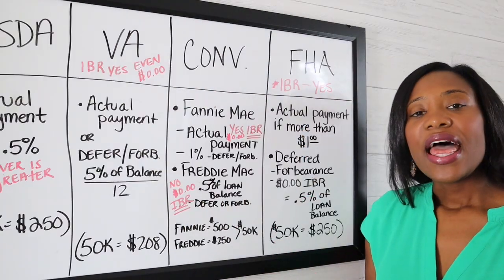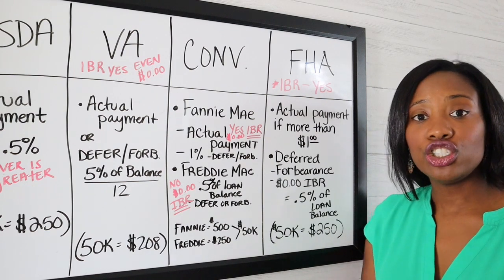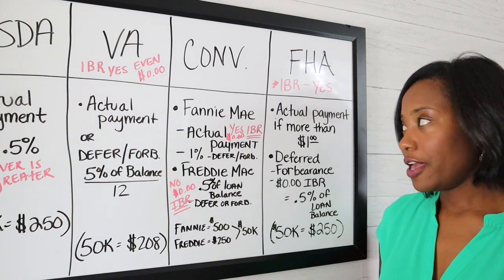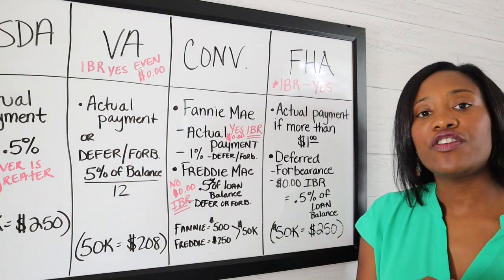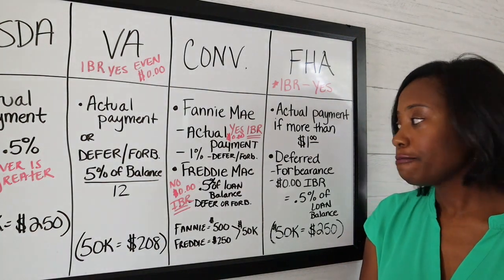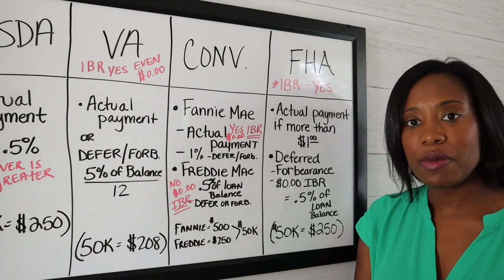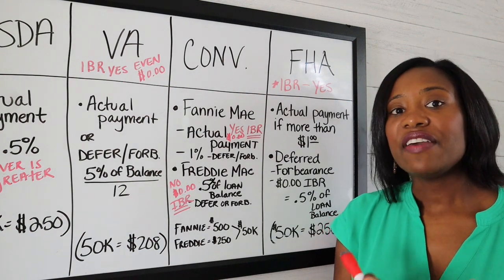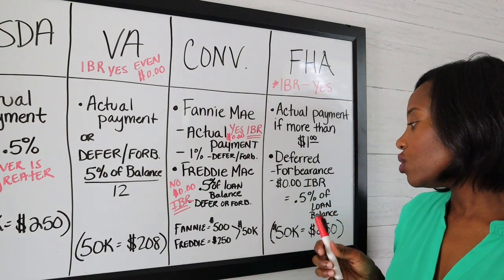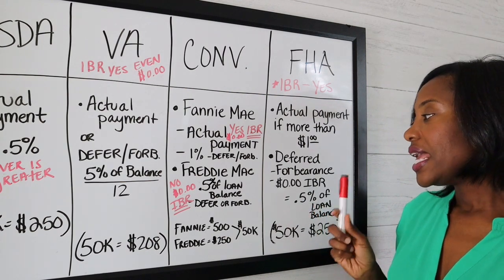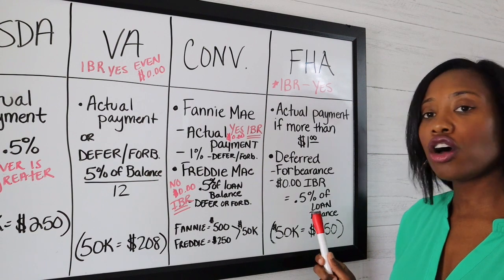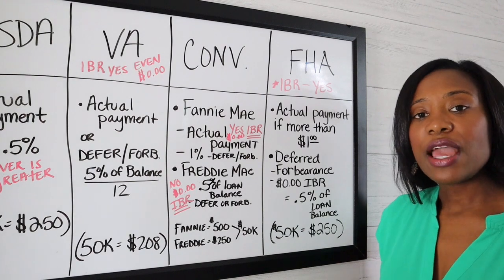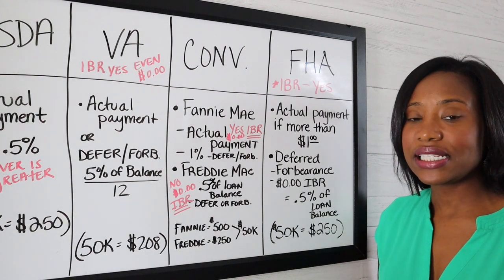Now for FHA. FHA had a significant change in June 2021. They now look at your actual payment. So they'll look at your actual payment even if you're on your income-based repayment plan. However, if your income-based repayment plan is not more than $1, so it has to be $1 or more in order for them to count it. If it's anything less than $1, then they will use 0.5% of your loan balance. If it's on deferment or forbearance, they will also use 0.5%. So for FHA, if you have a $50,000 balance, they will use $250 in your debt to income ratio.